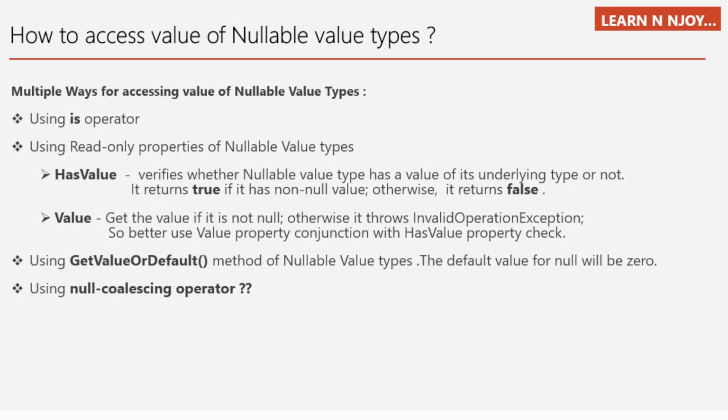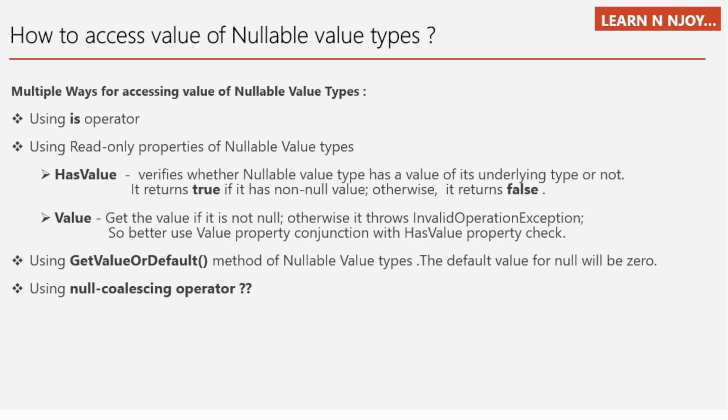The second way is using the read-only properties of the nullable value type. There are two properties, HasValue and Value. HasValue verifies whether the nullable value type has a value of its underlying type or not. It returns true if it has a non-null value. Otherwise, it returns false. The Value property gets the value if it is not null. Otherwise, it throws an InvalidOperationException. So it is better to use the Value property in conjunction with the HasValue check in order to avoid the InvalidOperationException error.